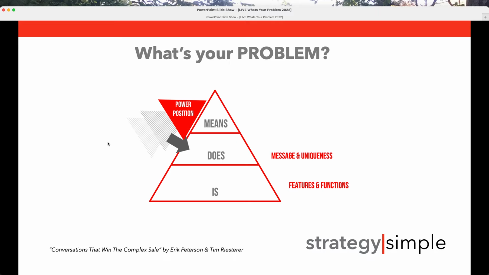The next slide I really like, and it goes through the power position. And I really like how in this book they went through the is, does, means. And I'm going to go through that here right now. So we've got a little bit of a workshop tool that we use that answers, what is your product? Those are the features and benefits.